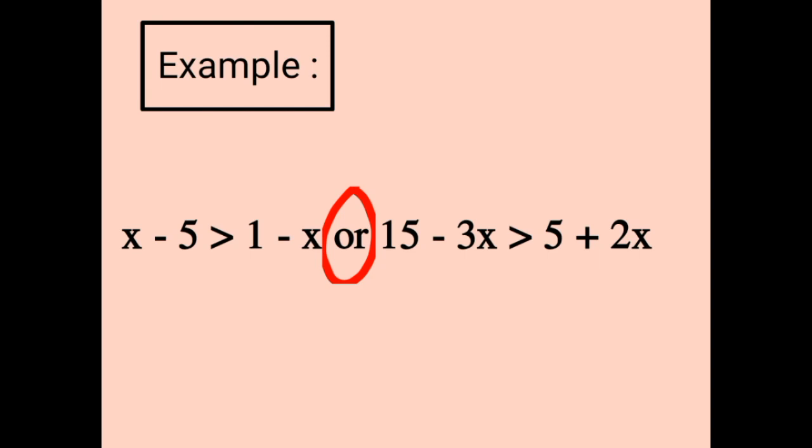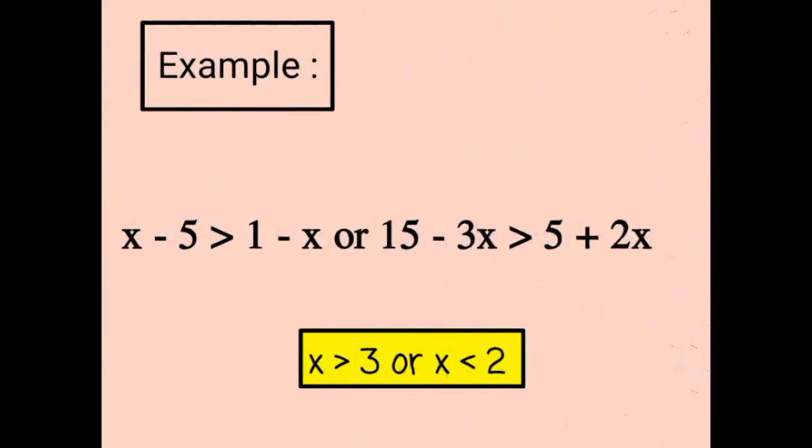But remember, here we said x minus 5 greater than 1 minus x or 15 minus 3x greater than 5 plus 2x. When OR is used, this means it can satisfy either one of the inequalities or both, and hence the solution is x greater than 3 or x less than 2.